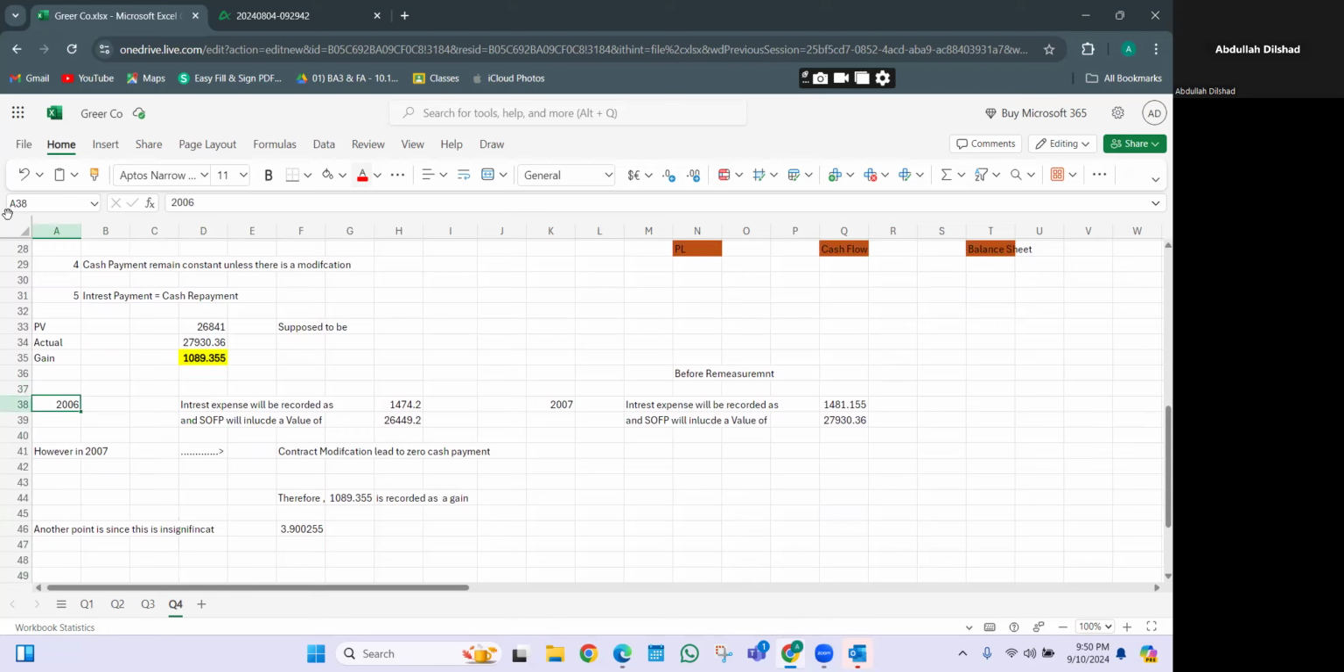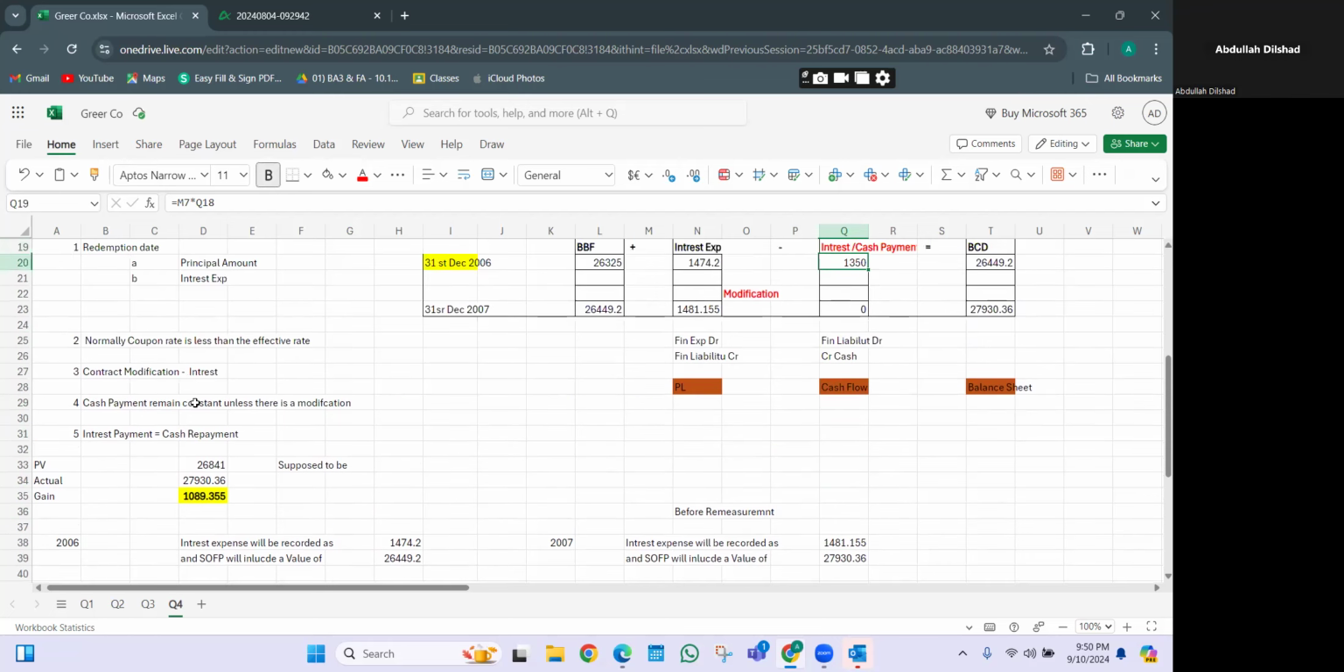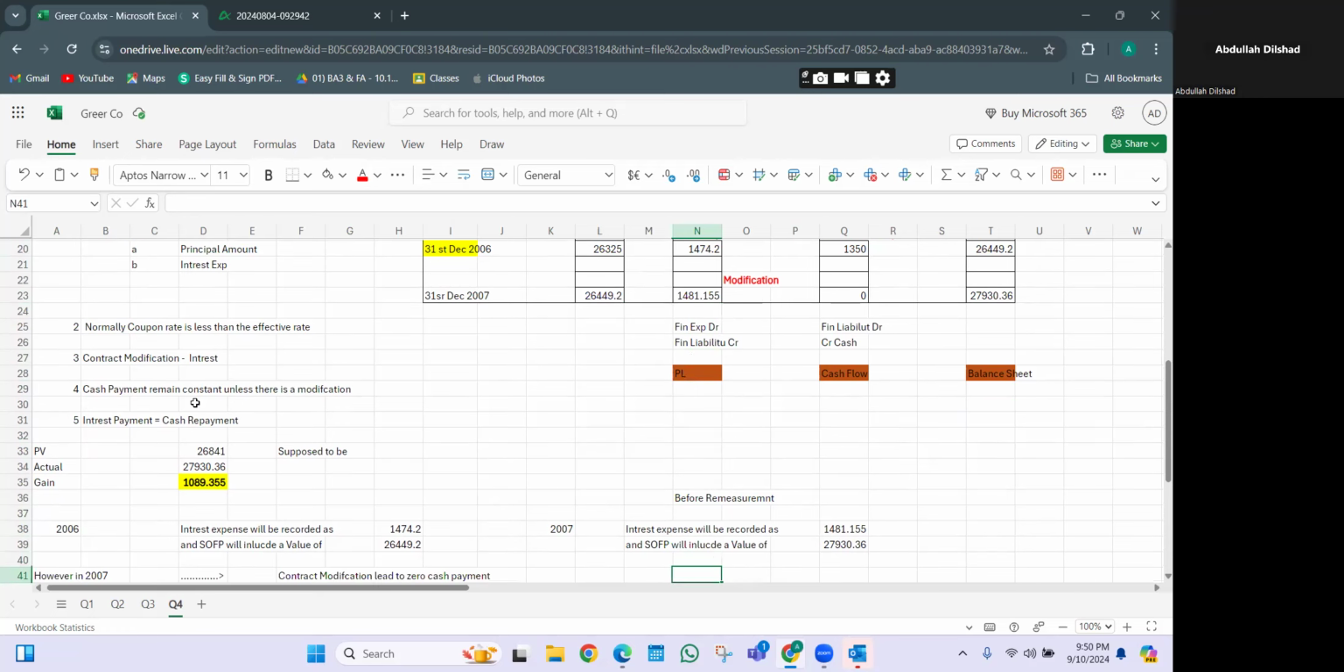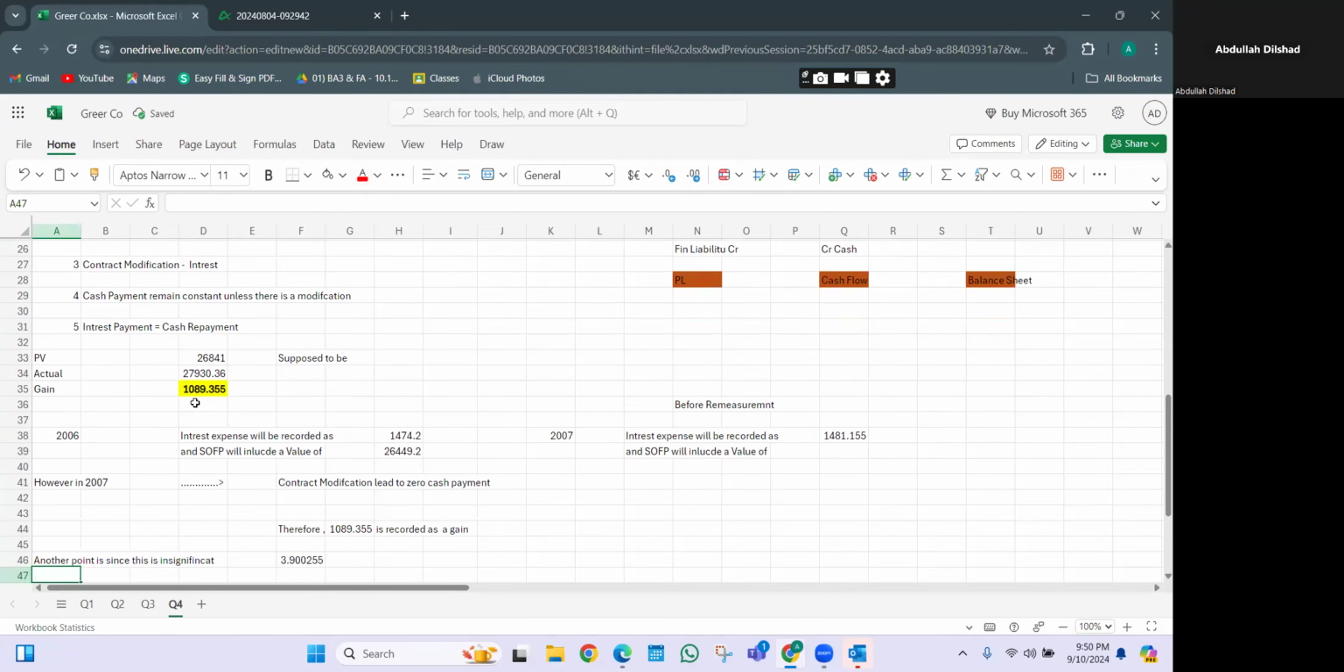So this is what I've outlined. For the year 2006, you need to speak about your interest expense and show your SOFP. And in year 2007, you need to mention your interest expense of 1481, here it is, and you need to speak about your financial liability.